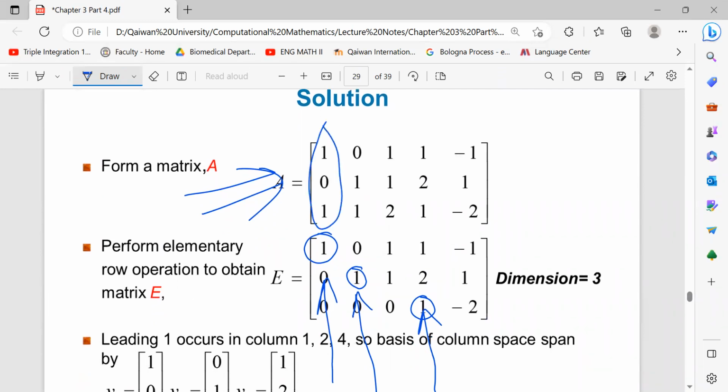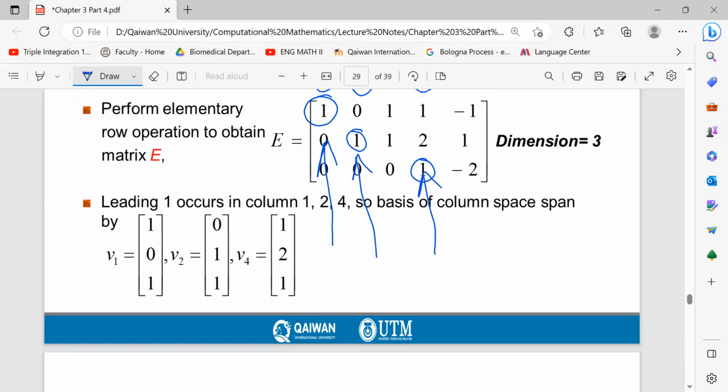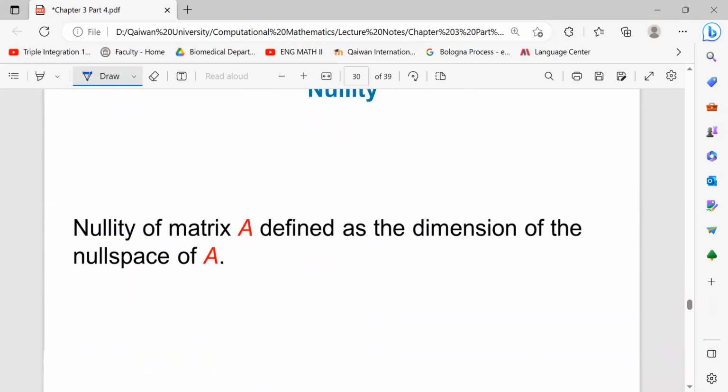So this column, this column, and this column, these 3 together are the basis for the vector space. And also, what is the rank? It's 3. How about the dimension? It's also 3. Okay, these 3 columns are the basis for the column space. And also the dimension is 3.